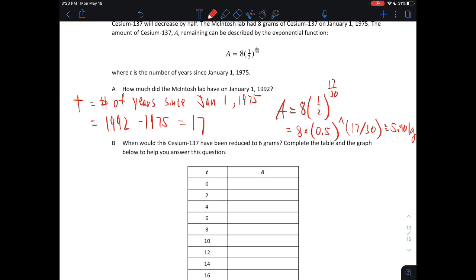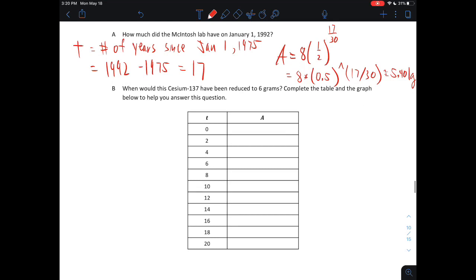So part B, when would this cesium-137 have been reduced to 6 grams? Well, it's already down to 5.401 in 1992, so it probably has to be sometime before that. So we're going to complete this table to see if we can answer the question. First, we start with t equal to 0. What's the initial amount? Again, we already said that was 8. And instead of writing the g for all of these numbers, I'm going to say that A, the amount, is measured in grams. Just write it at the top of the table.